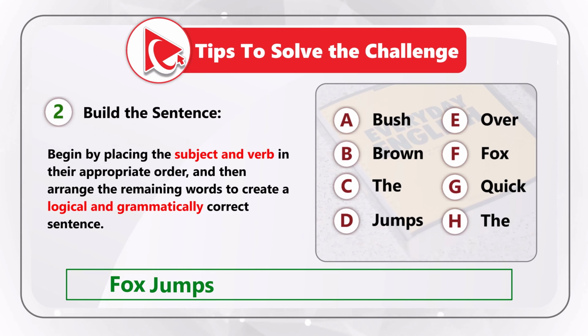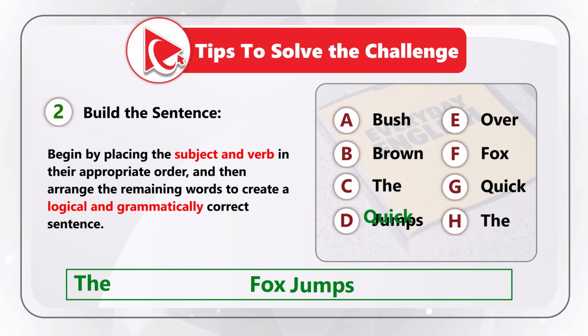Second step is to build the sentence. You do it by placing the subject and verb in the appropriate order and then arranging the remaining words to create a logical and grammatically correct sentence. The sentence here is: the quick brown fox jumps over the bush.